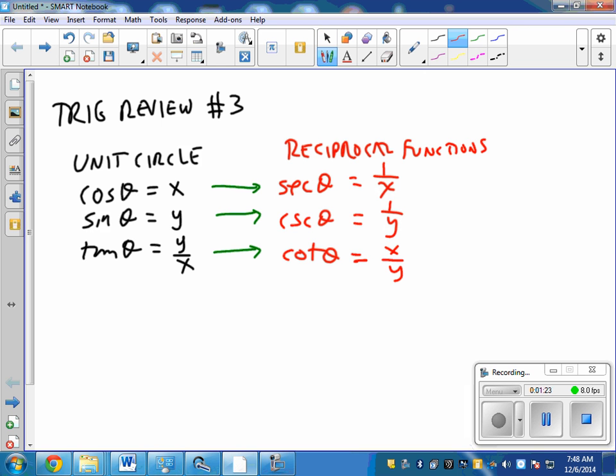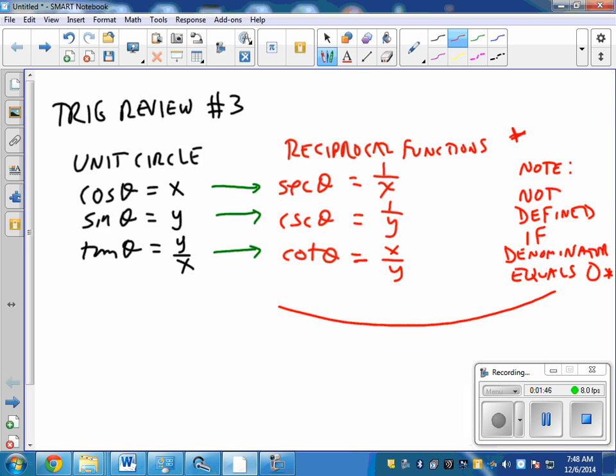Okay, so with these additional, and again, for all the reciprocal functions, you need to note, not defined if denominator equals 0. We should probably have noted this also way back over here for the tangent. The tangent was undefined if x is equal to 0.